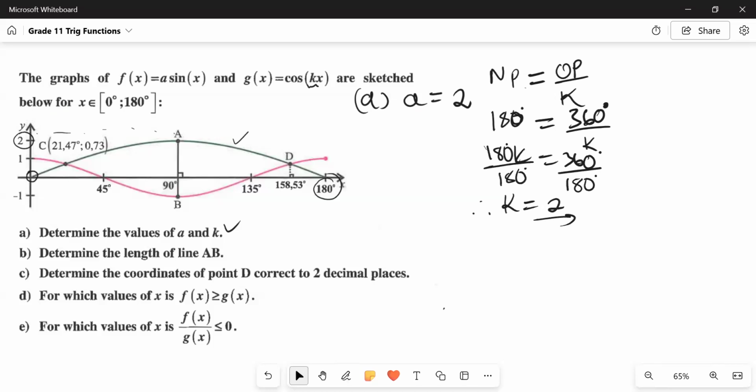Now b, determine the length of AB. So we are looking for the length of AB.